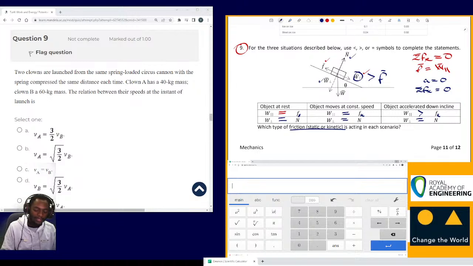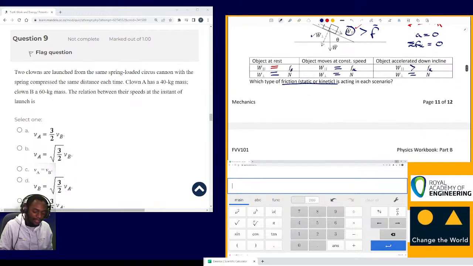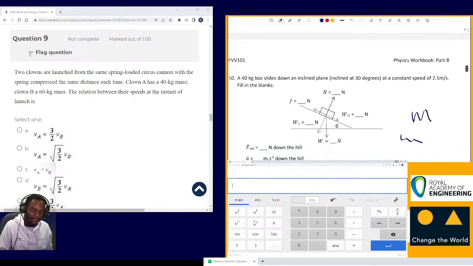So this is important when analyzing a situation where we have an object on a slope. Alright, this should be just some kind of revision, and I am sure that this is not much of a problem to you guys. So let's look at the next question.